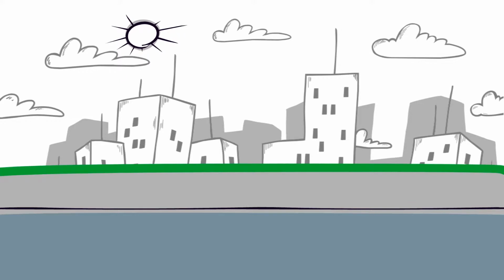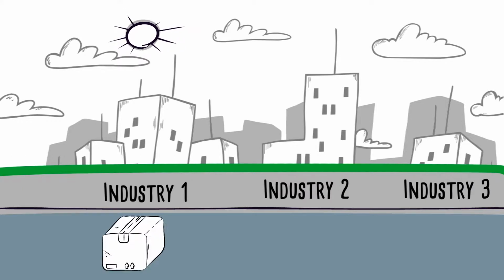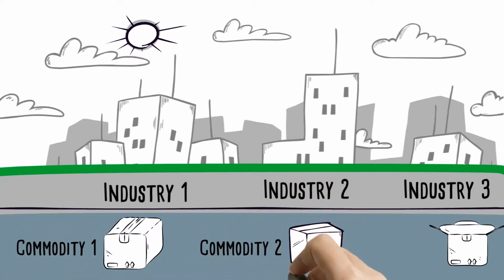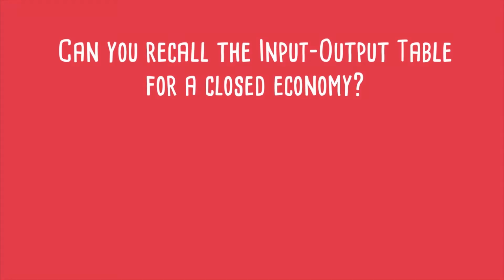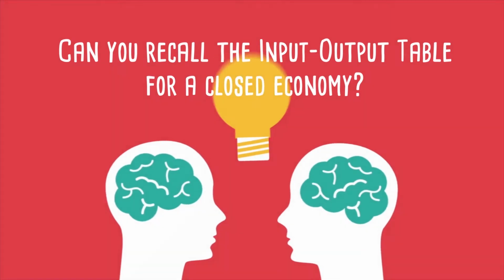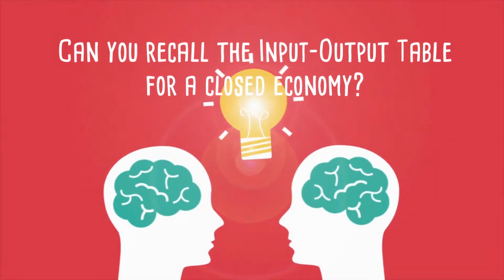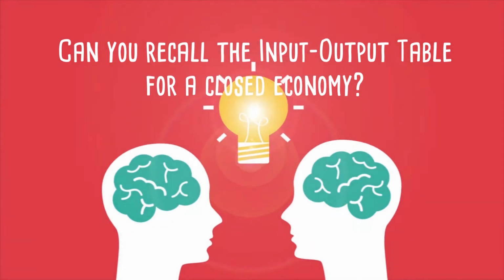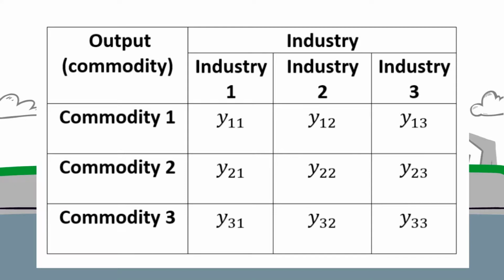Suppose an economy has 3 industries and produces 3 commodities. Industry 1 produces commodity 1, Industry 2 produces commodity 2, and Industry 3 produces commodity 3. Can you recall the input-output table for a closed economy? If you could recall, then you must be able to express the current situation in an input-output table. This is the closed input-output table for the 3 industries producing 3 commodities without a final demand component.